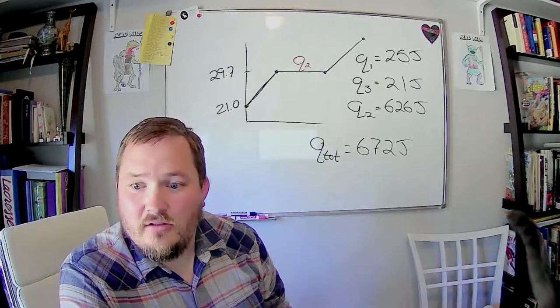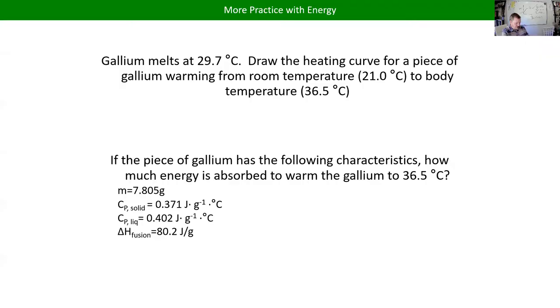And Katie, let me go back to the screen share here to answer your question. It is given in the equation, if you look down at the bottom right. It says delta H of fusion. So that specifically is talking about the energy of either going from a solid to a liquid or a liquid to a solid.